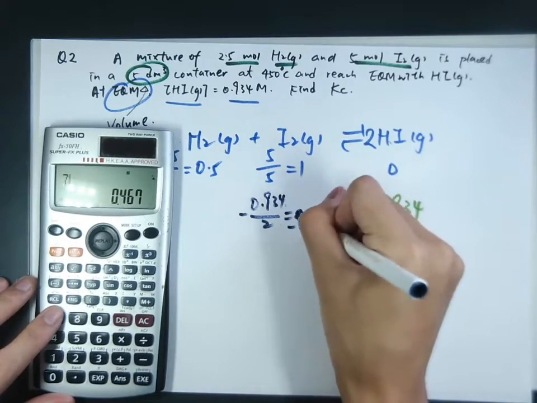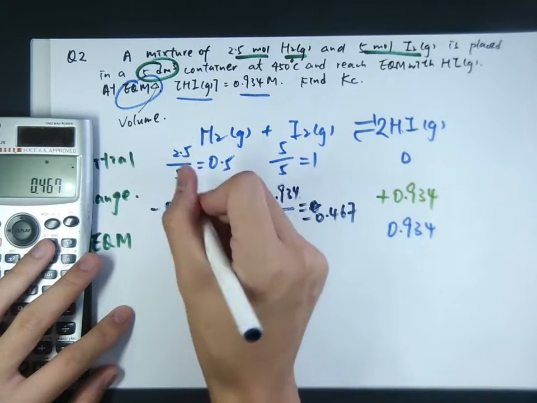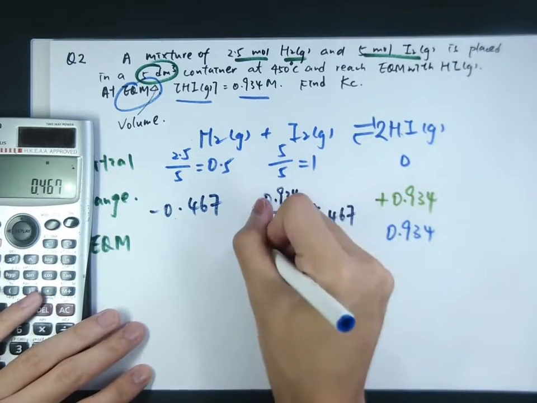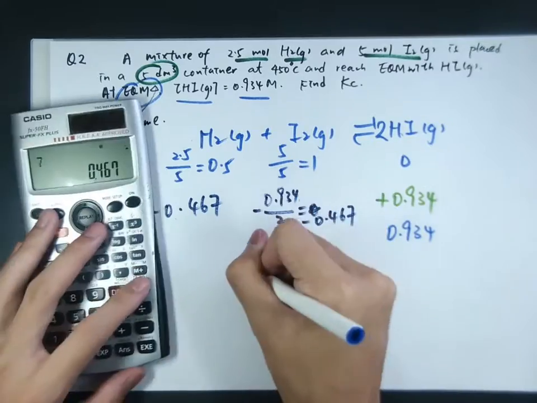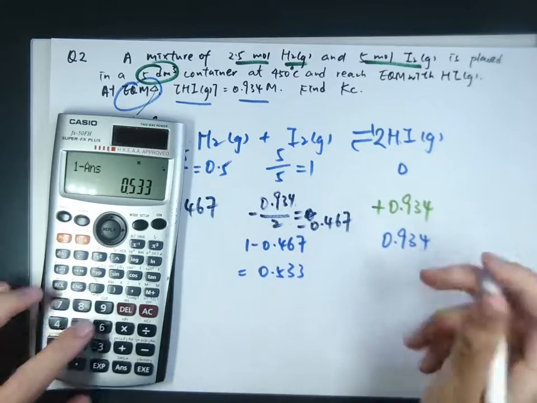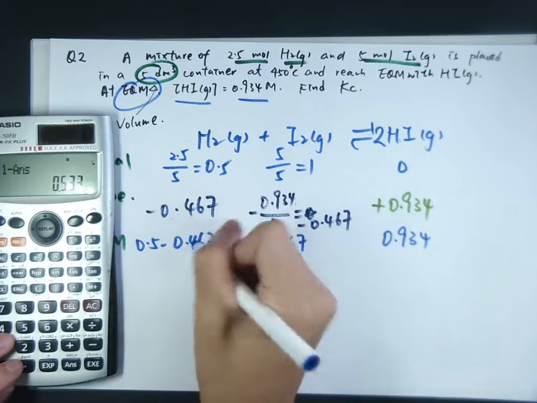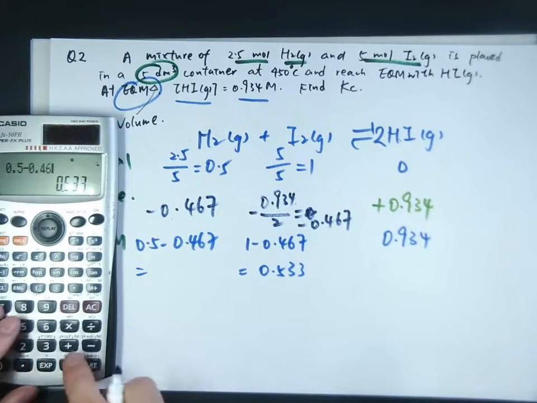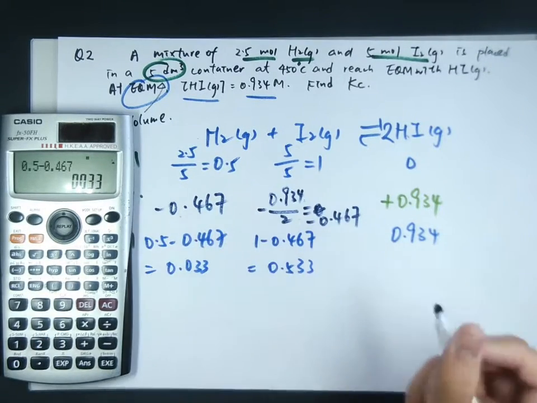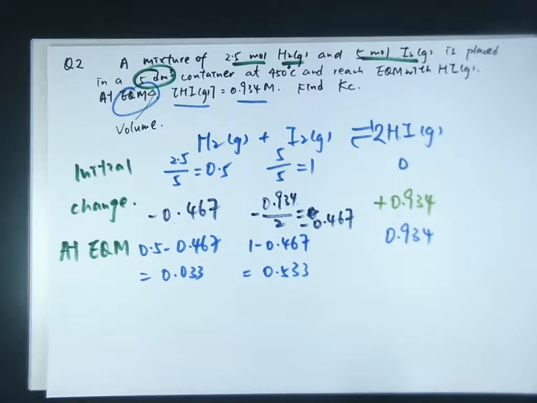And similarly, this will be negative 0.467. So we can find out this: 1 minus 0.467 equals 0.533, and this one would be 0.5 minus 0.467, which is equal to 0.033. Understand? So we have finished filling in the table, and now we need to calculate the answer.